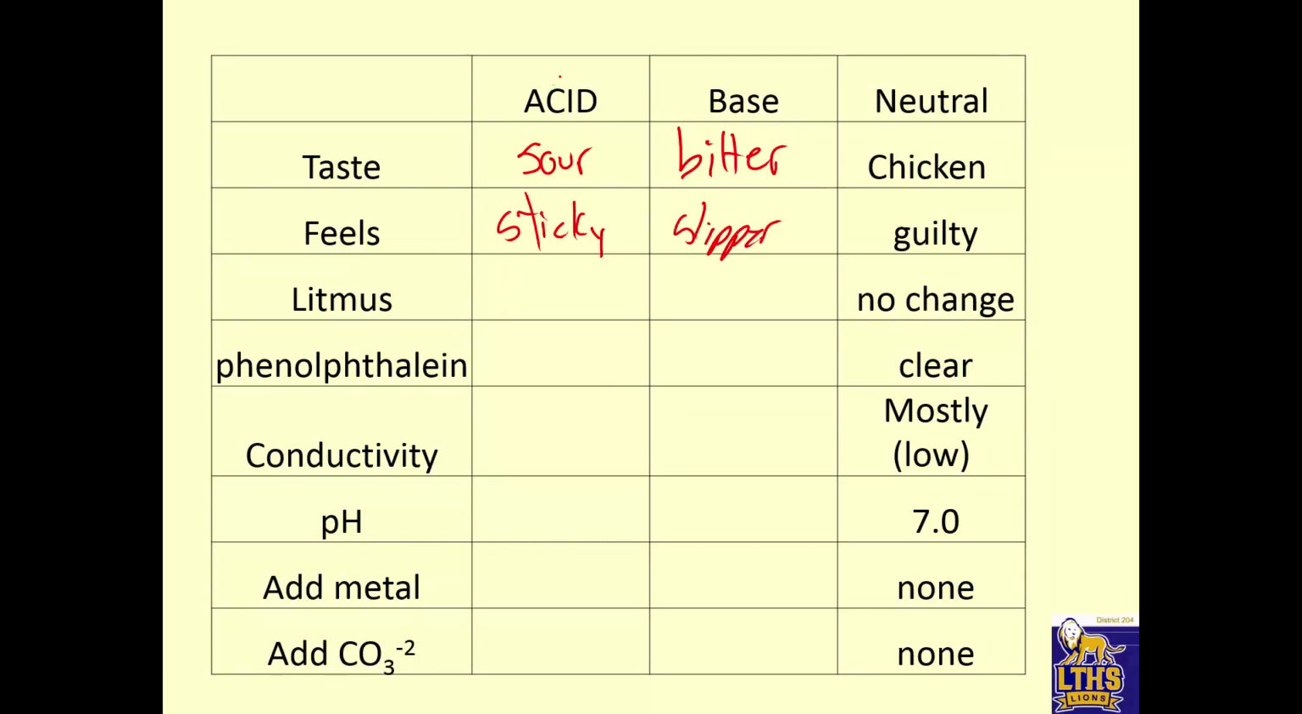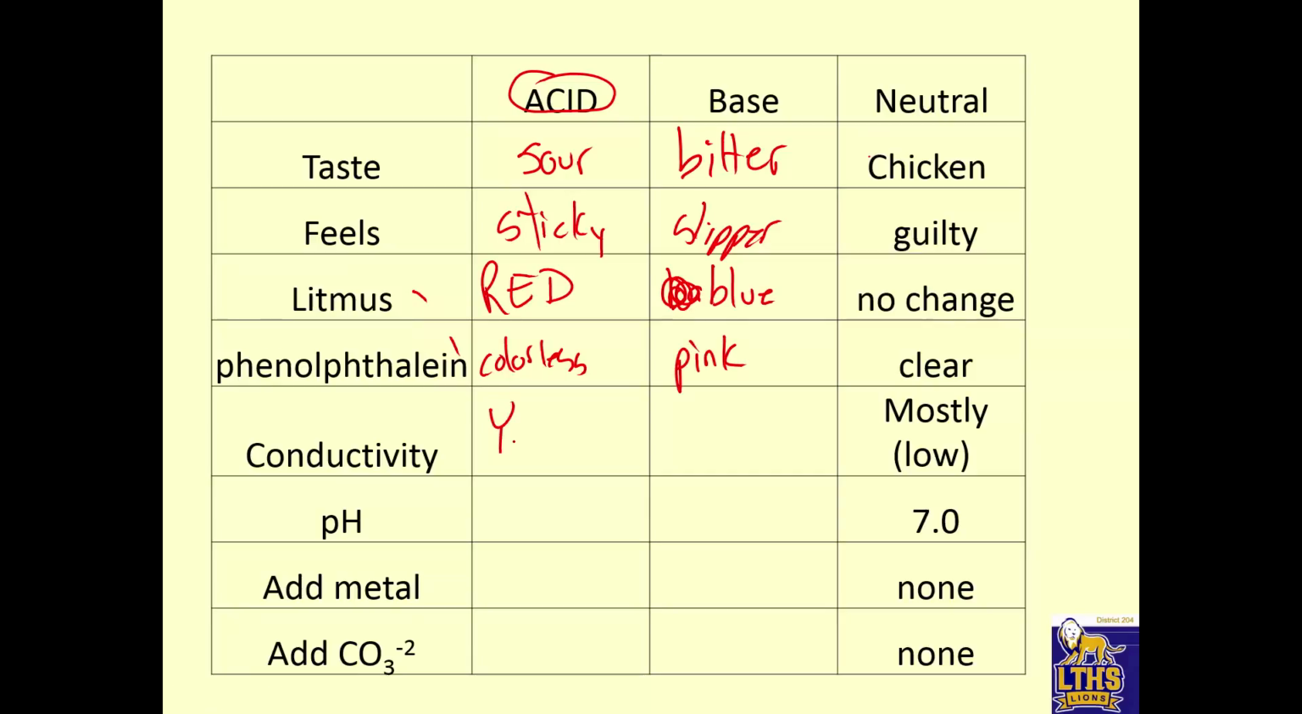Litmus. This is an easy one to remember. If it is red, it is an acid. And if it's a base, it's blue. Phenolphthalein is colorless for an acid, and these are the indicators that are most often used in lab. And a base is pink.